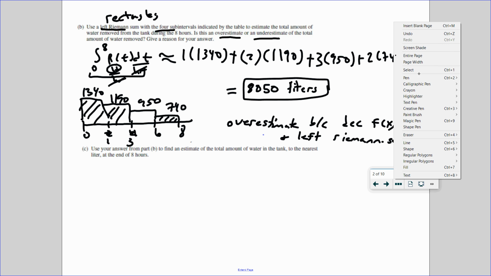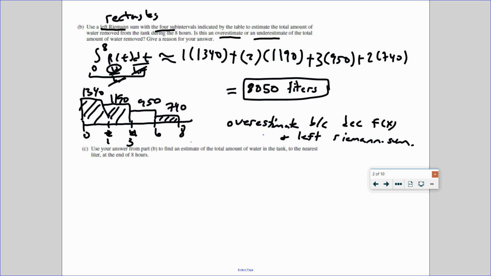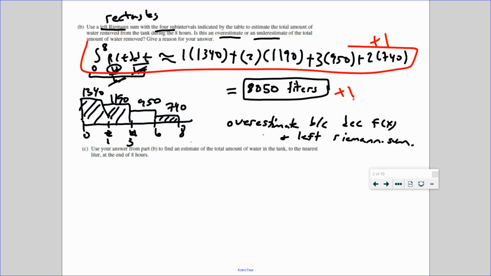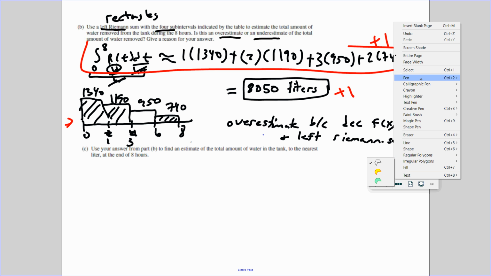All right, so let's take a look at where you get your points on this one. You get 1 point for all of this setup right here. You get 1 point for the actual estimate itself, but you have to have your reason. I would include that. Always include your rectangles. The AP may not say you need your rectangles, but you need them. And you get 1 point for knowing it's an overestimate. By now, you all should have got all of these points. These should be pretty easy for you.